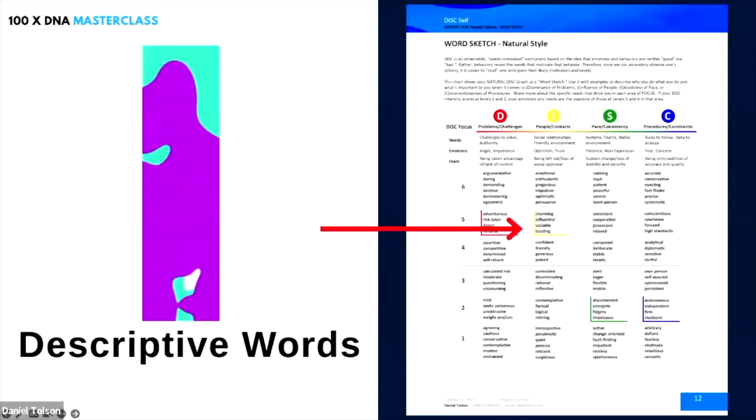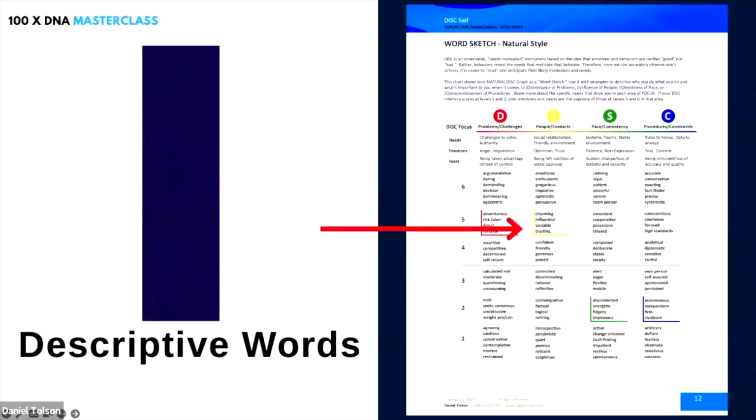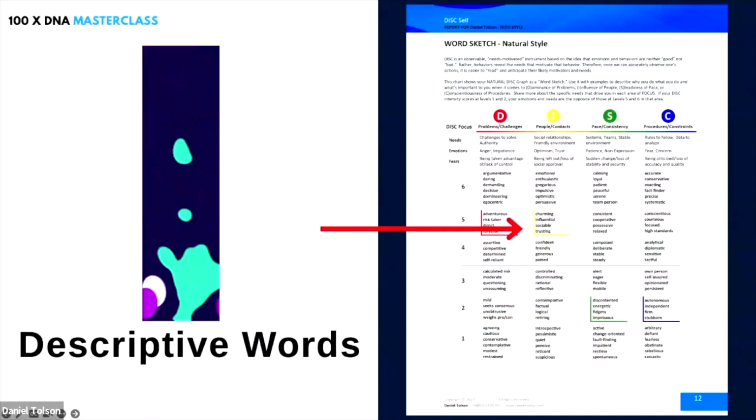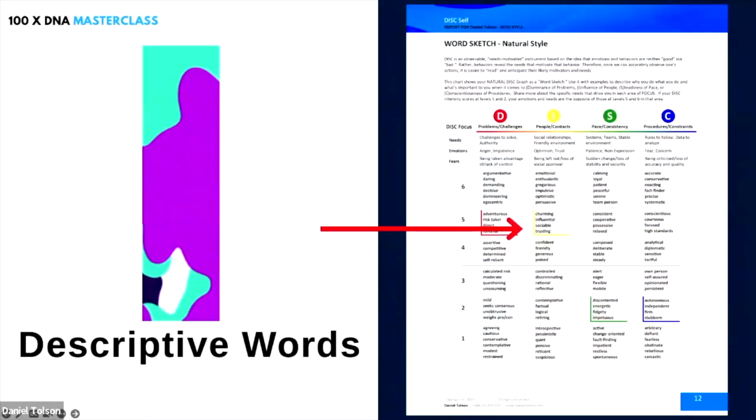What words do we have here? Quiet, influential, contemplative, trusting, accurate, pensive, reflective. Okay.